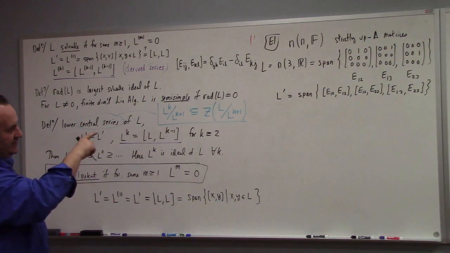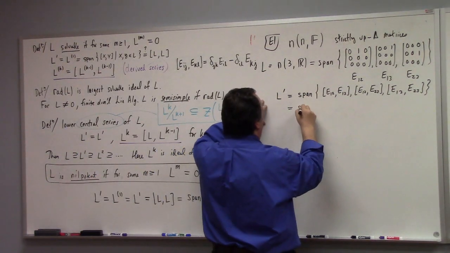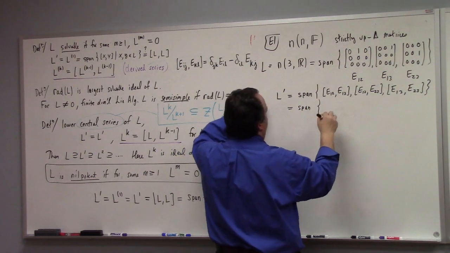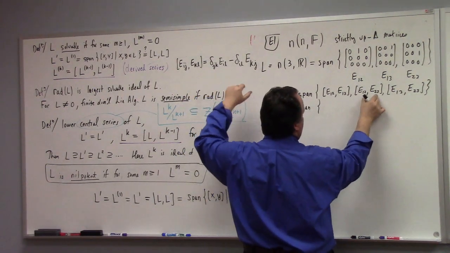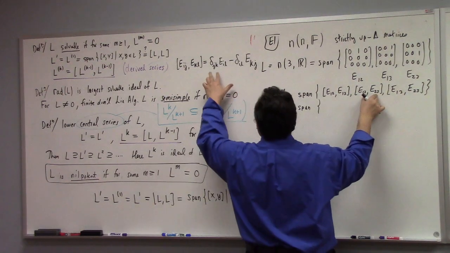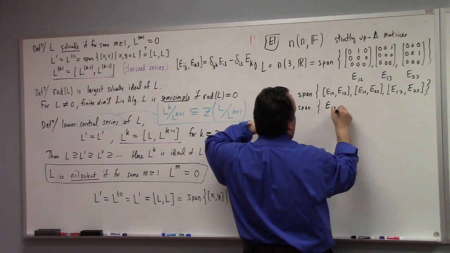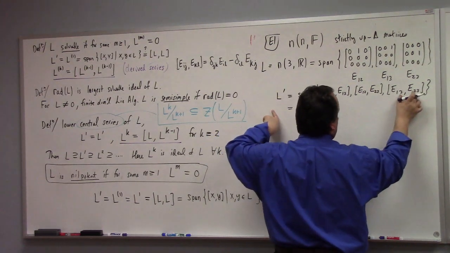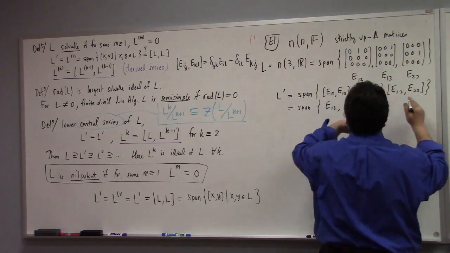So are any of these non-zero? The middle indices match here, so this is going to give us E13. These don't. Those don't. I think it's just E13.